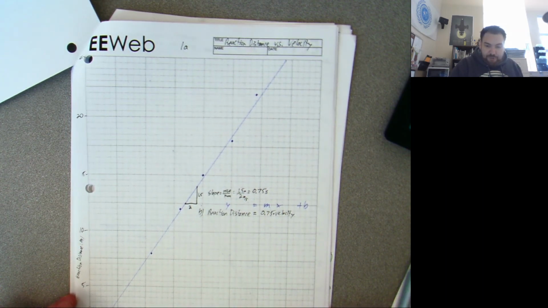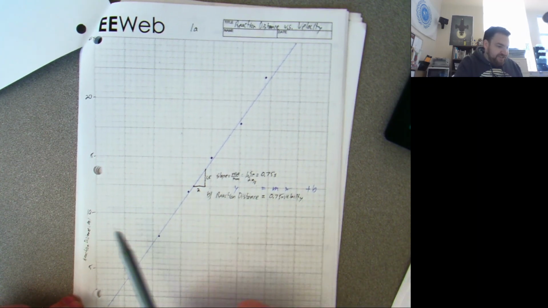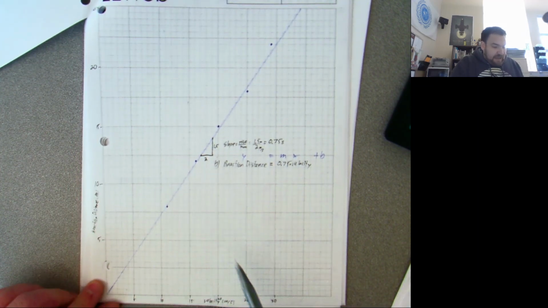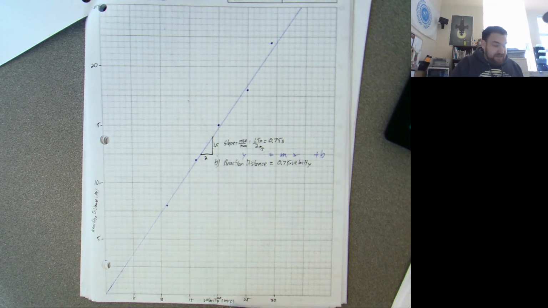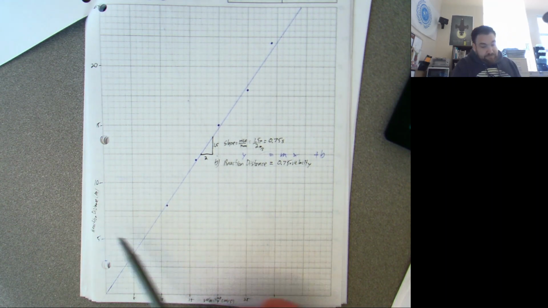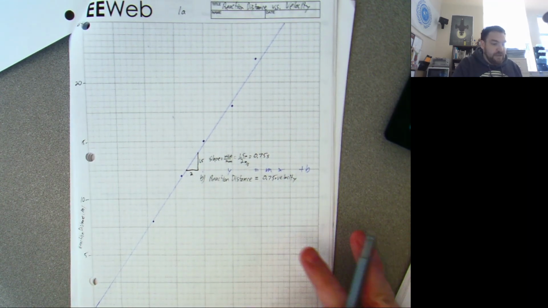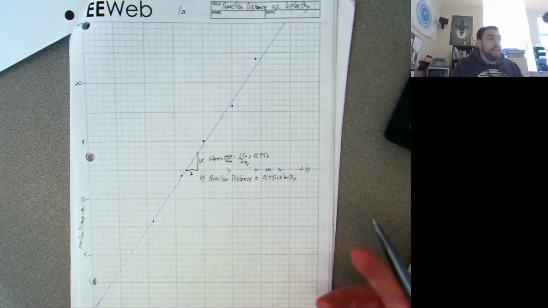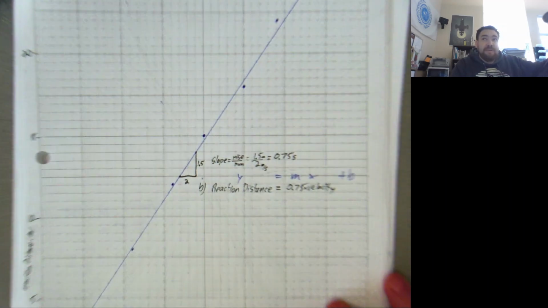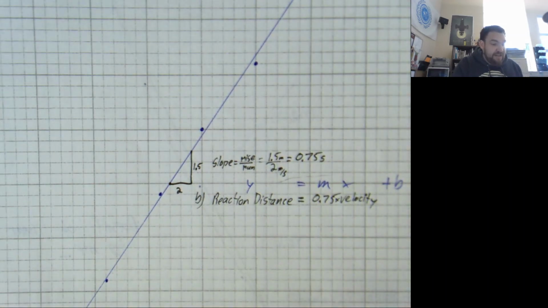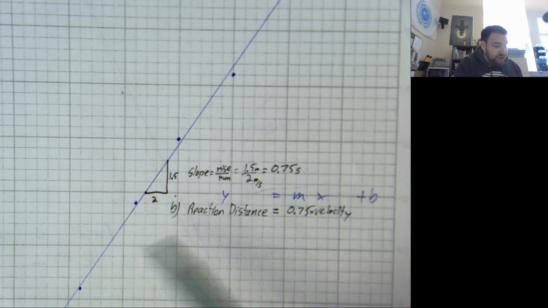This is the graph for 1A. Reaction distance is on the side. I put velocity on the bottom because reaction distance depends on how fast you're going. You may have gotten a different slope than I did. You do not have to get the same slope because you were drawing a line of best fit. This is the line of best fit I chose to draw.